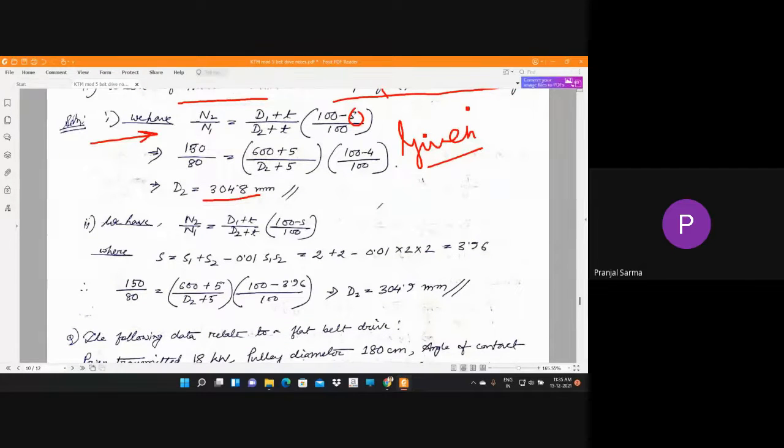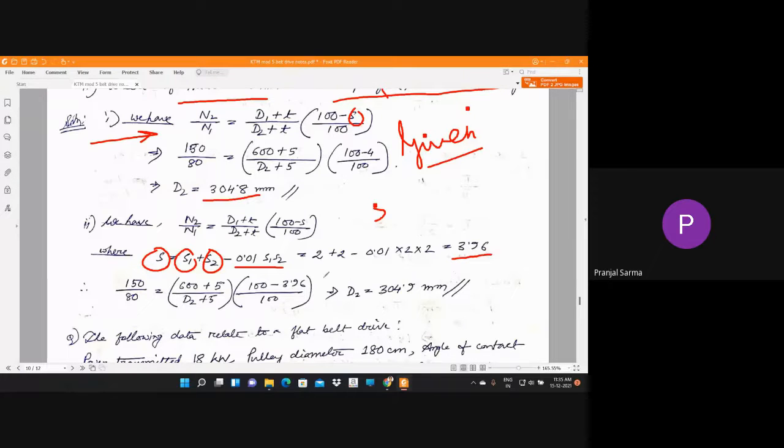Next case, it is given s1 is 2% and s2 equal to 2%. That is on each pulley, 2% on each pulley. That means s1 2%, s2 2%, and we know total percentage slip is given by s equal to, not just the addition of s1 plus s2, but s1 plus s2 minus 0.01 s1 s2. So in that case the s value you have to replace by the total percentage slip. 2 plus 2 minus 0.01 times s1 s2, so there will be a slight change here. The s value becomes 3.96.